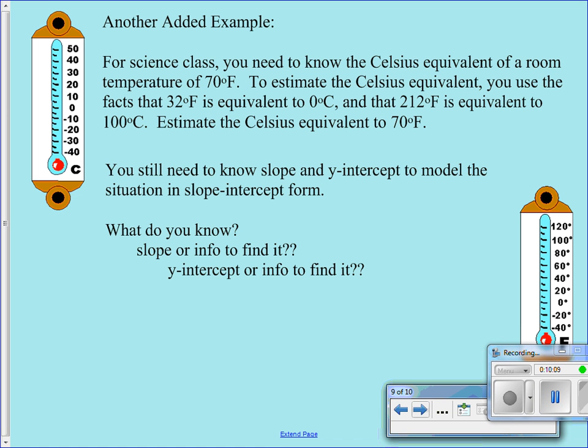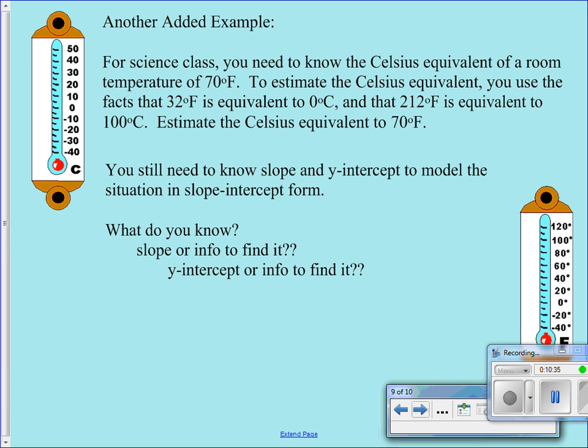So take a look at this story. What information did they give us? For science class, you need to know the Celsius equivalent of a room temperature of 70 degrees Fahrenheit. To estimate the Celsius equivalent, you use the facts that 32 degrees Fahrenheit is equivalent to 0 degrees Celsius, and that 212 degrees Fahrenheit is equivalent to 100 degrees Celsius. Estimate the Celsius equivalent to 70 degrees Fahrenheit.